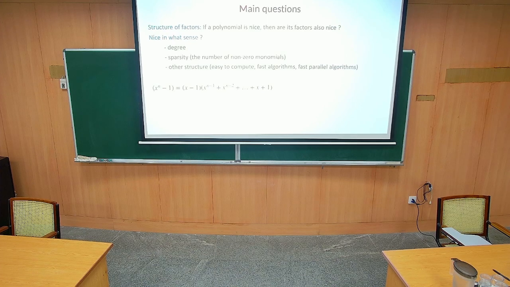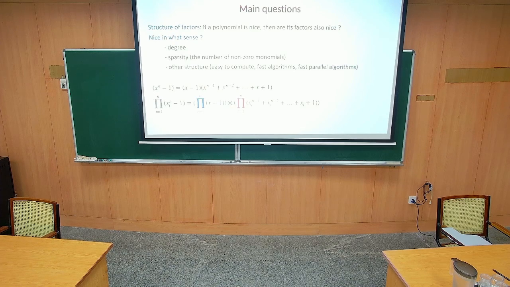Right. So this polynomial x to the n minus 1, this factorization. What does it tell us about any of these questions? Does it say something about any of these questions? Yeah, it says something about sparsity. This is a polynomial with sparsity 2. But here is a factor which has n monomials. So the sparsity grows significantly when you go to factors.